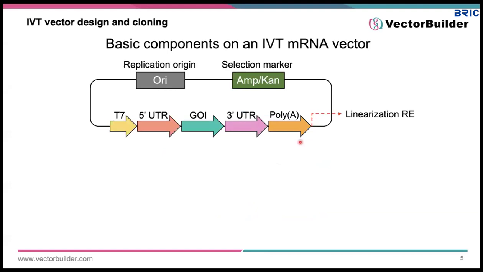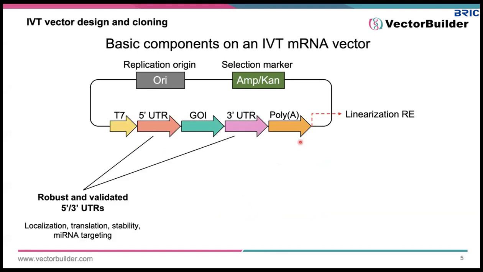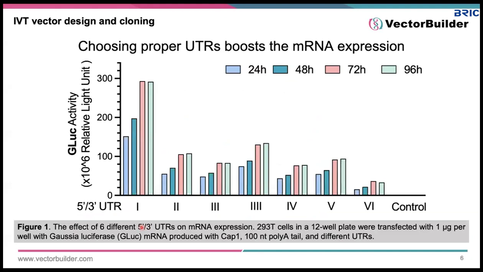So on the design of this in vitro transcription mRNA vector, each component should be carefully designed. Let's start with the choice of the UTRs. Choosing robust and validated 5' and 3' UTRs can really help enhance the translation of the mRNA. Let me give you a good example here.